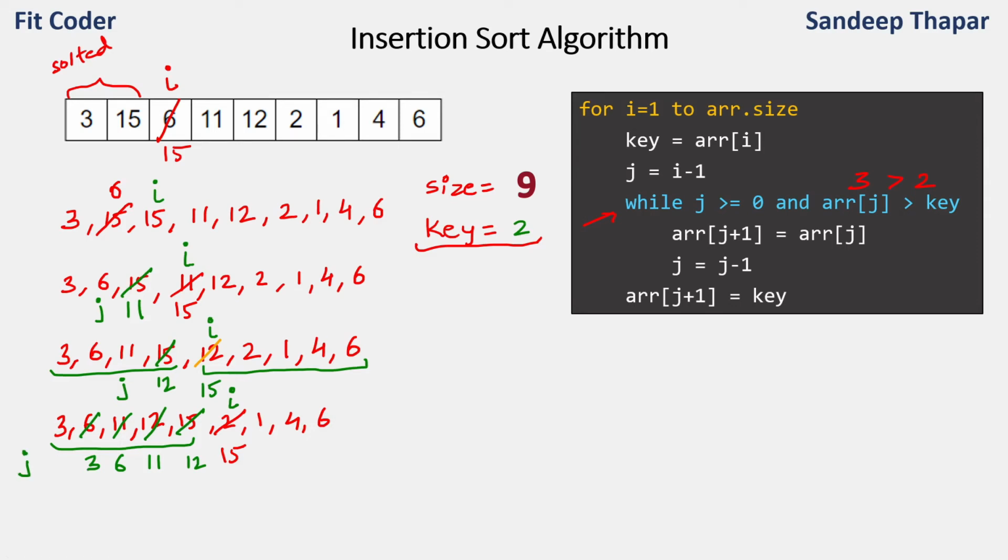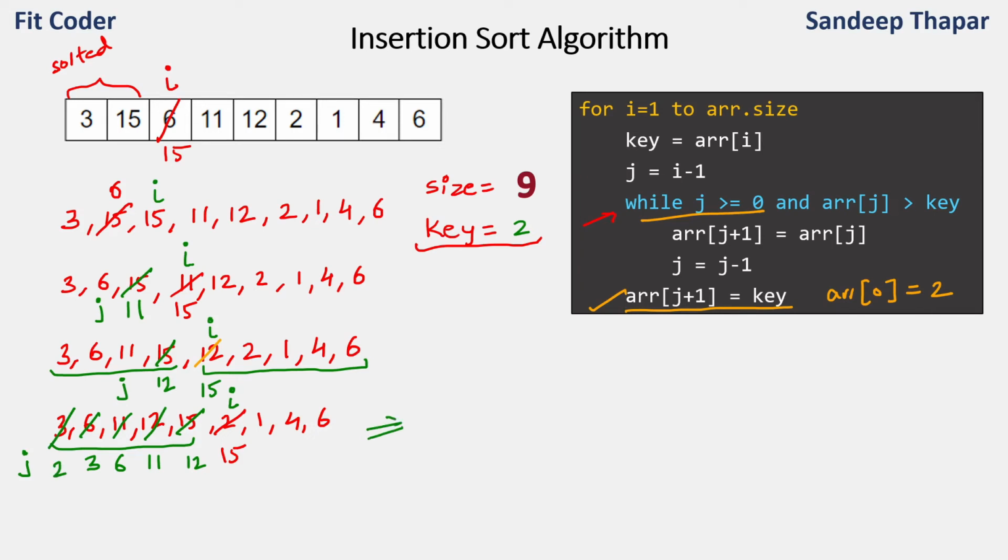So now j is less than 0. So this while condition will break and now we'll come at array of j plus 1 equal to key. So j is minus 1, which means we are setting array of 0 to key which is 2. So at the 0th position of the array we are setting 2.